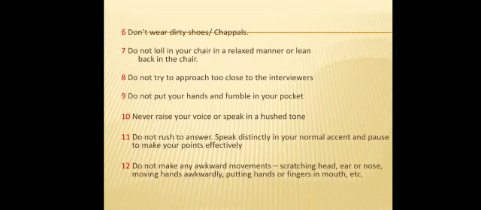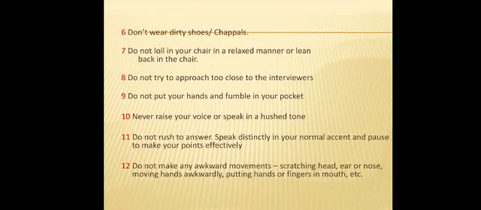Do not loll in your chair in a relaxed manner or lean back in the chair. For example, if someone is sitting before the interview panel in a very lazy and awkward way and giving answers in a lazy manner, it looks like you are not interested in that particular post, and it gives a wrong impression before the interview panel. Therefore, we need to be very cautious while sitting. We need to sit very straight and properly. Face to face contact should be there. Sitting lazily, giving answers lazily and avoiding their questions shows a very wrong impression of you.